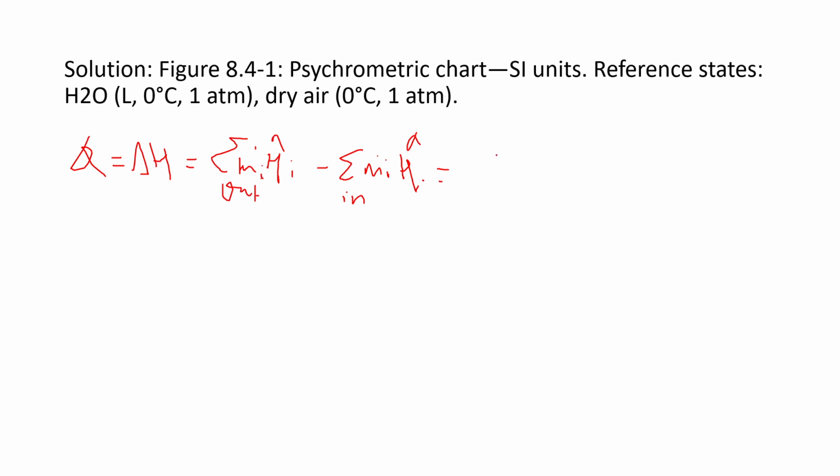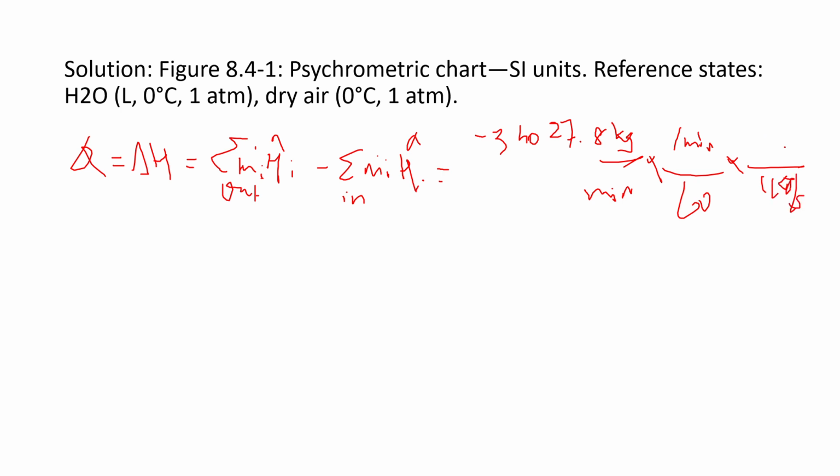by multiplying all the values that we have got, minus 34027.8 kg per minute into 1 minute will be 60 seconds, into 1 kilojoule per second to kilowatt. So we'll get the answer as minus 565 kilowatt.